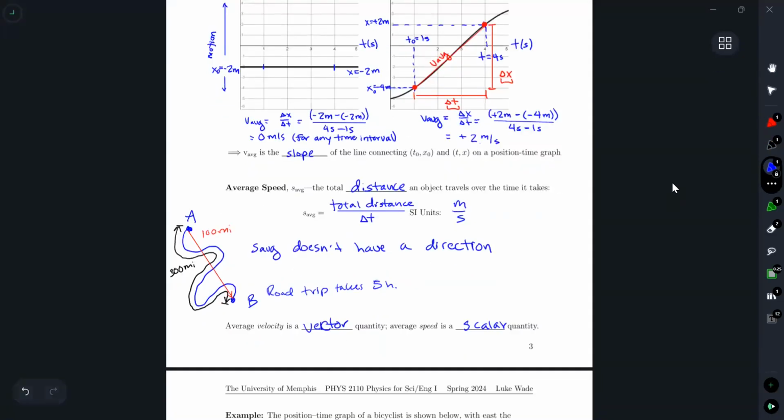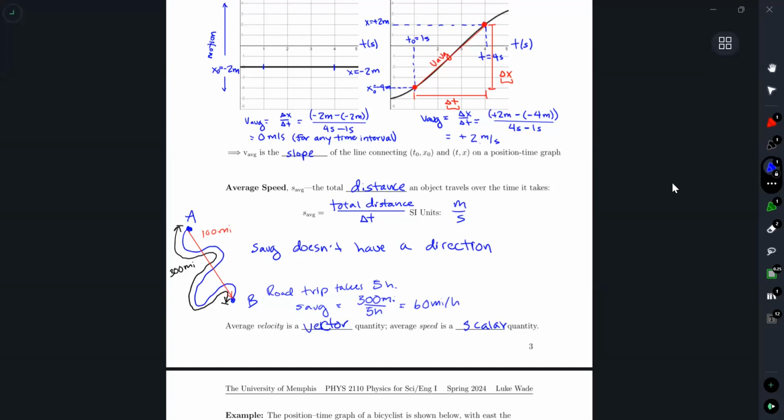So start with average speed. What is average speed? Total distance over time. Yeah, so which of those is the total distance you traveled? 300 or 100 miles? Total distance would be 300. Yeah, so your average speed is total distance, 300 miles over 5 hours. That would be 60 miles per hour.